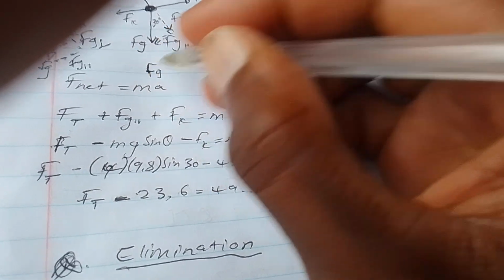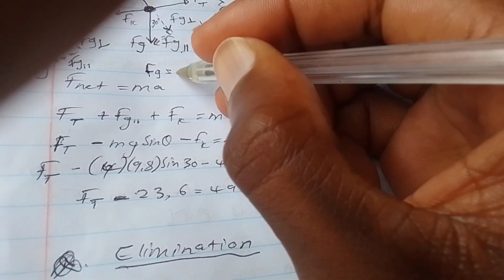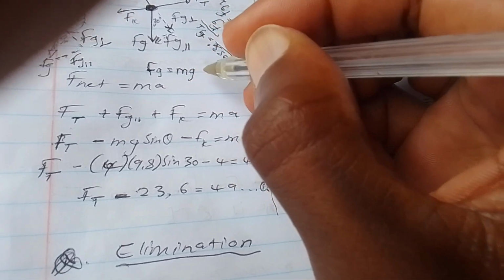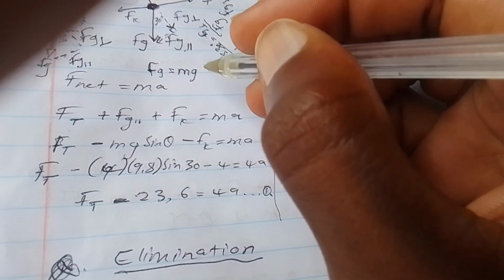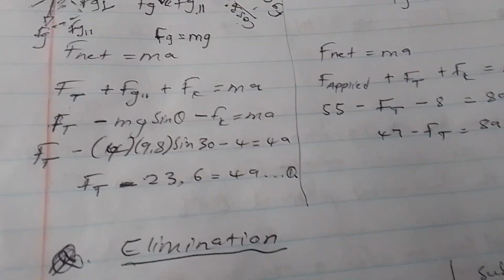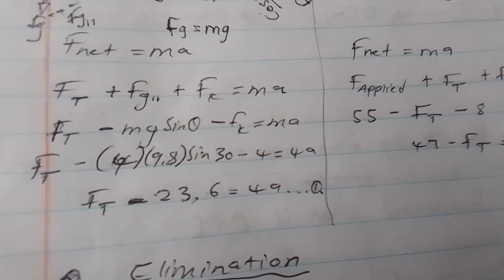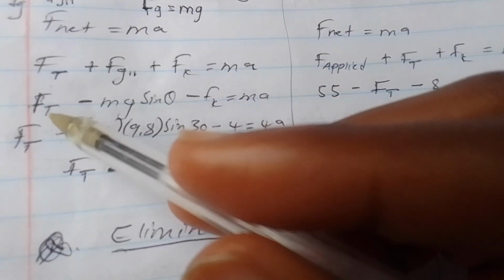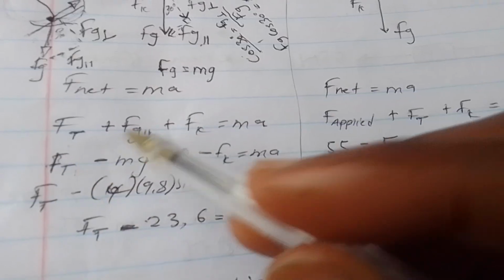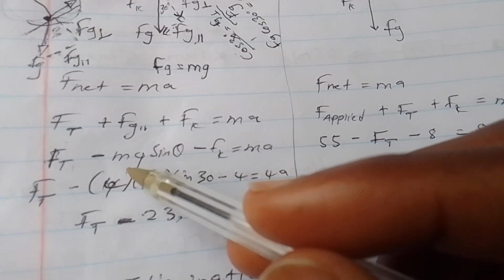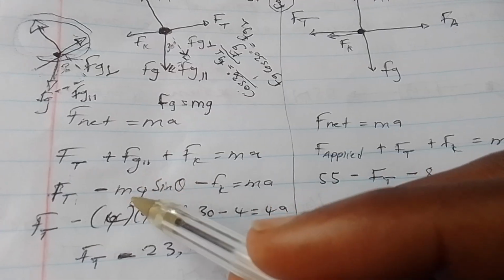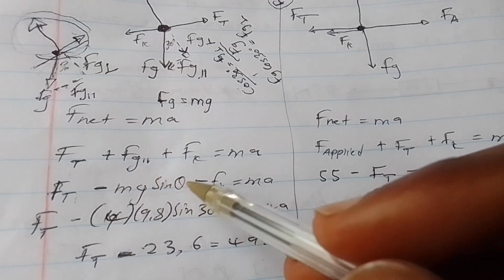FG is equal to mg, which is mass multiplied by the acceleration due to gravity, 9.8 meters per second squared. Okay, here we are now. Ft, we said, is positive because it is going in our direction. Then we have our FG parallel, which we said is FG sine 30.